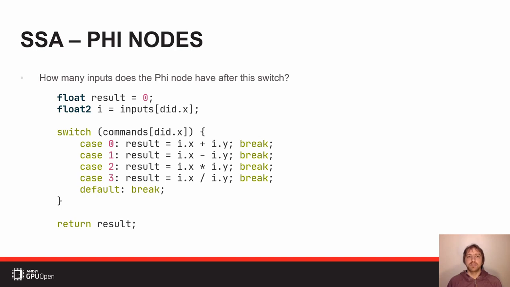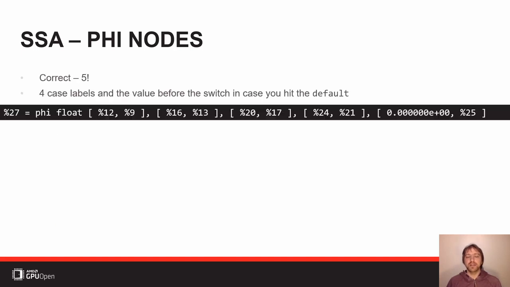Well, the answer is 5. That's because for each of the 4 case labels in the switch statement, there is an assignment to results, and that corresponds to 1 input. But there's also the case where we take the default path through the switch statement, and in that case, the initial 0 value survives and is taken as an input for the phi node. The phi node, as shown on the screen, by the way, is what you would see in LLVM intermediate representation.